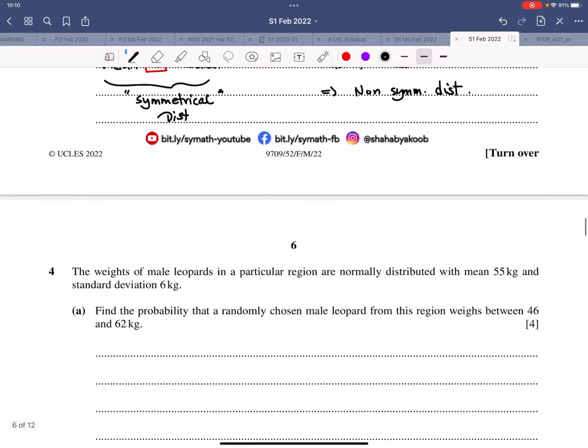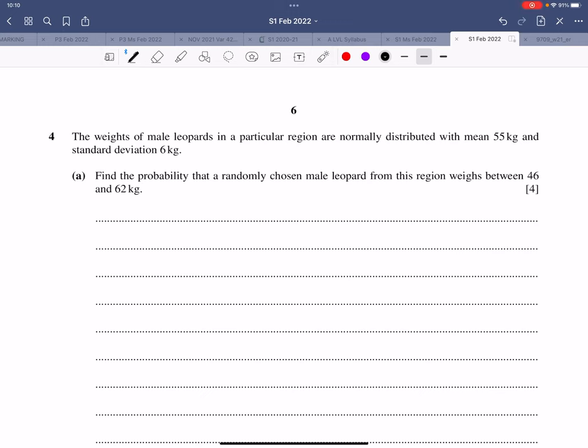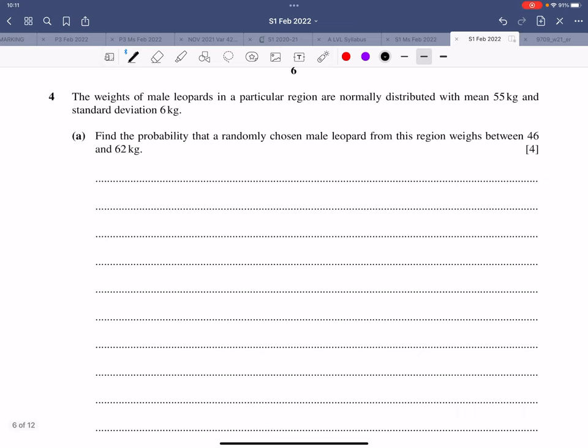Now let's talk about question number 4. Question number 4 says, the weights of male leopards in a particular region are normally distributed with mean 55 and standard deviation 6. So male leopards follow a normal distribution, 55, 6 squared. Find the probability that a randomly chosen male leopard from this region weighs between 46 and 62. And then you go to the table.